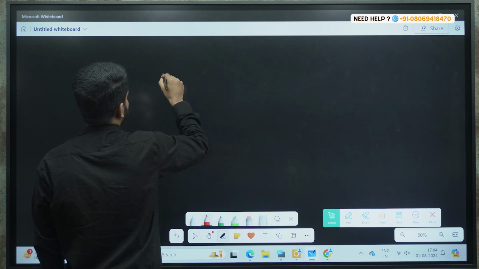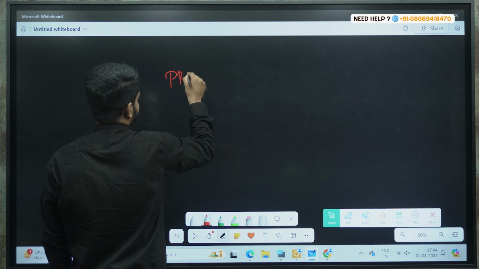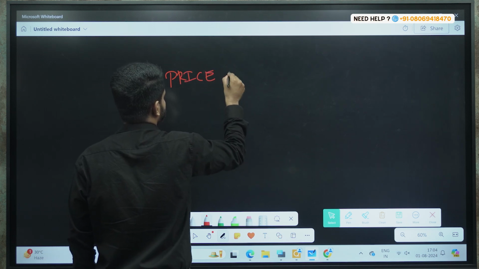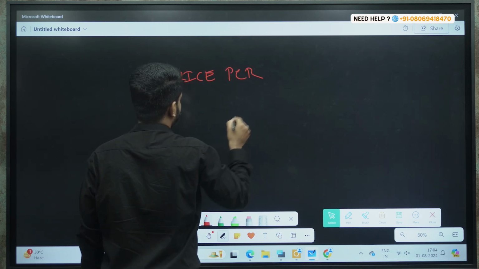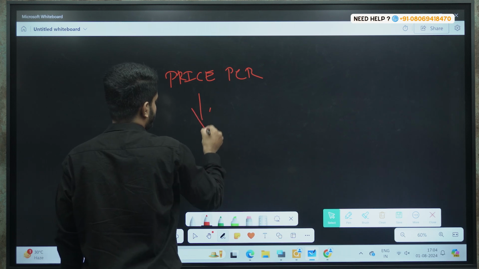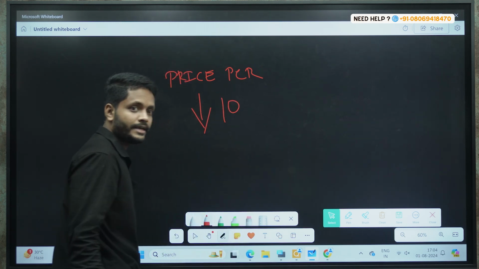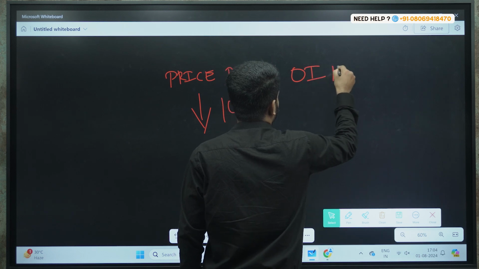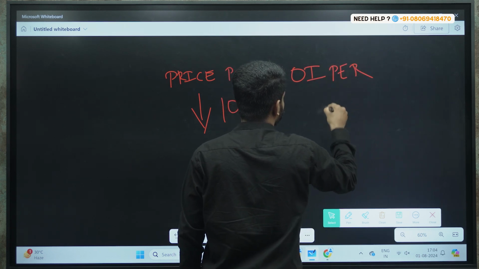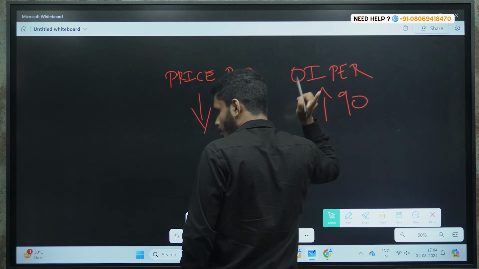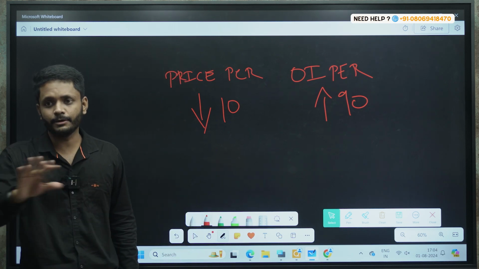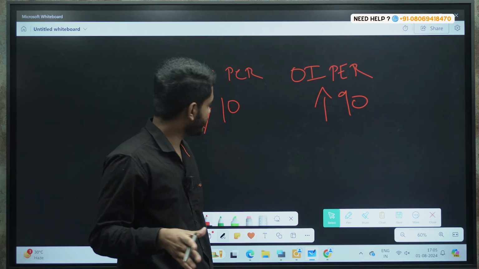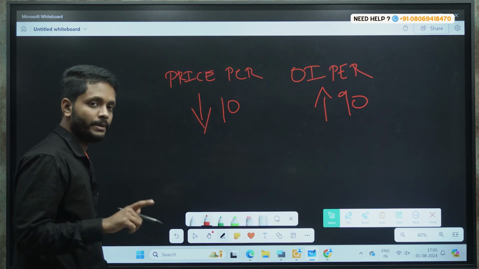Okay. So the price percentile should be less than 10, and OI percentile should be greater than 90. No compromise in OI percentile, be it bullish trade or bearish trade. Correct? So price percentile should be below 10.